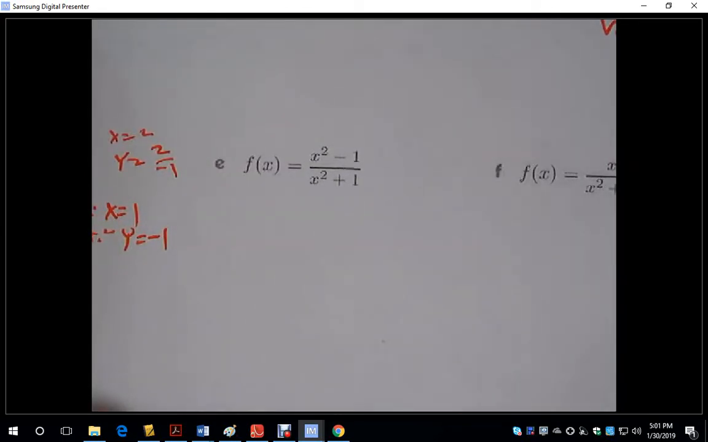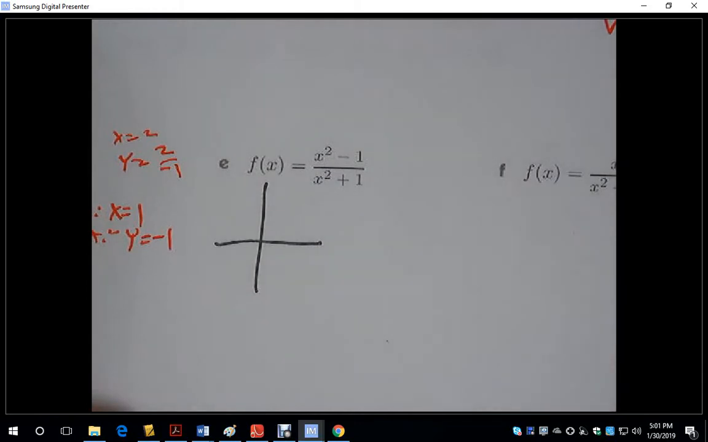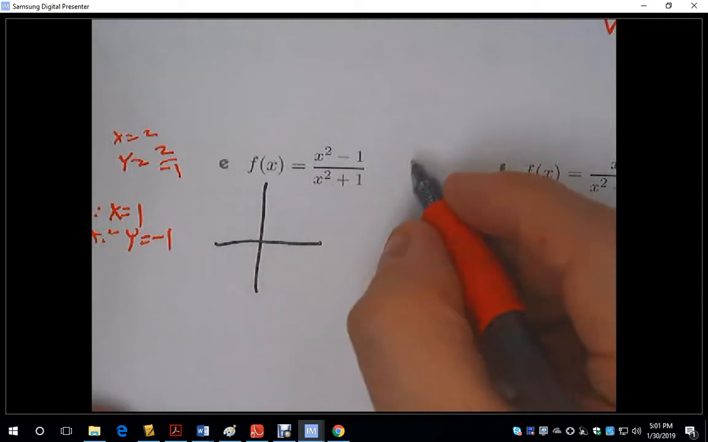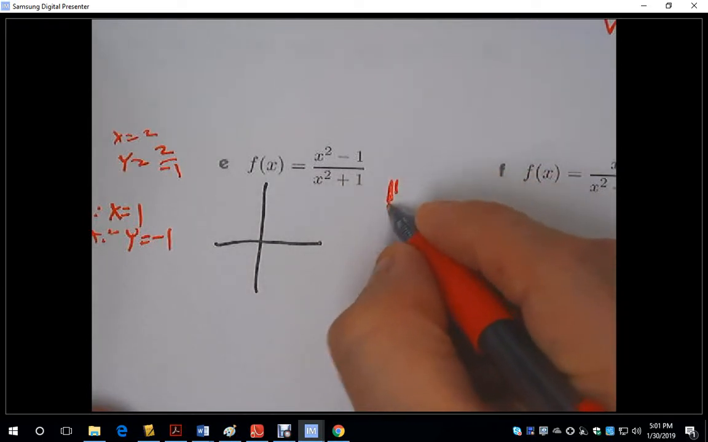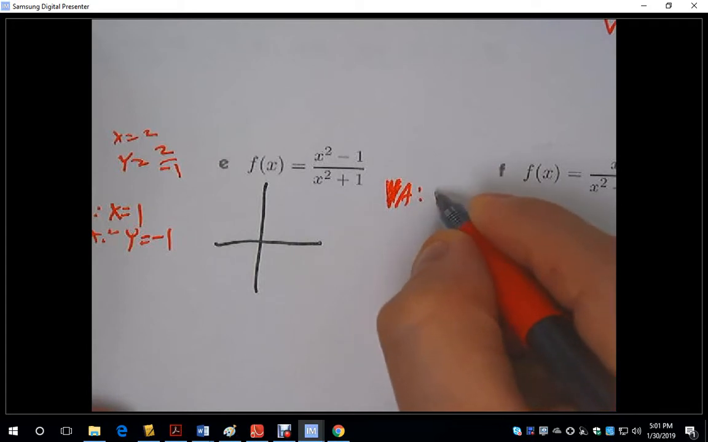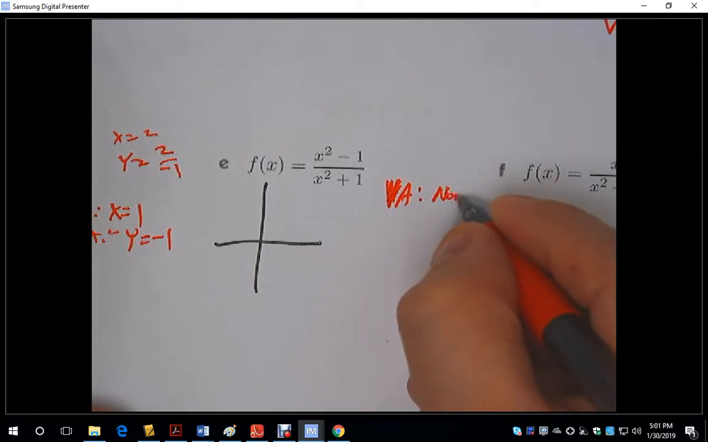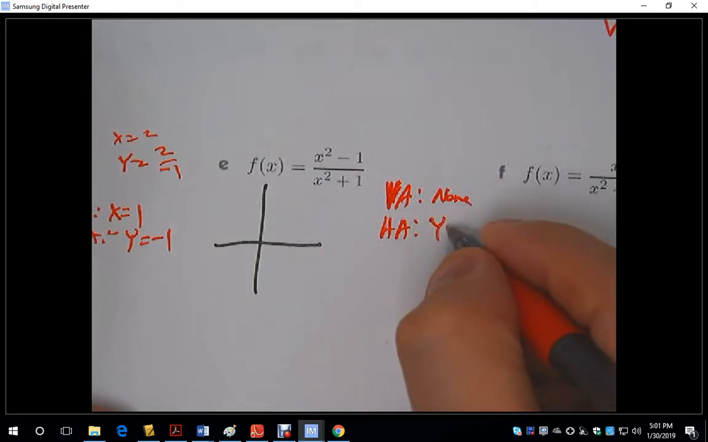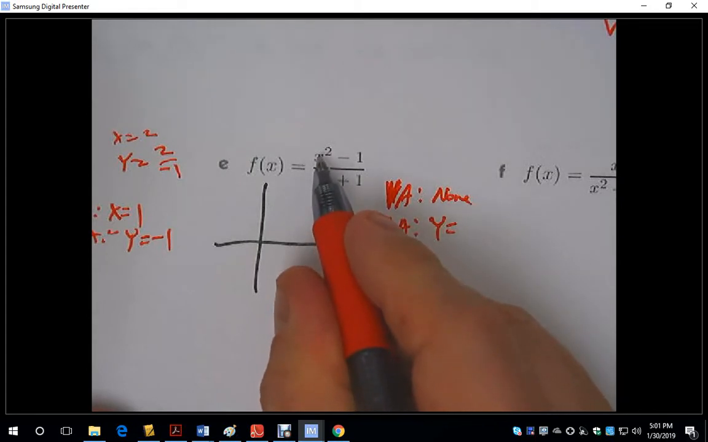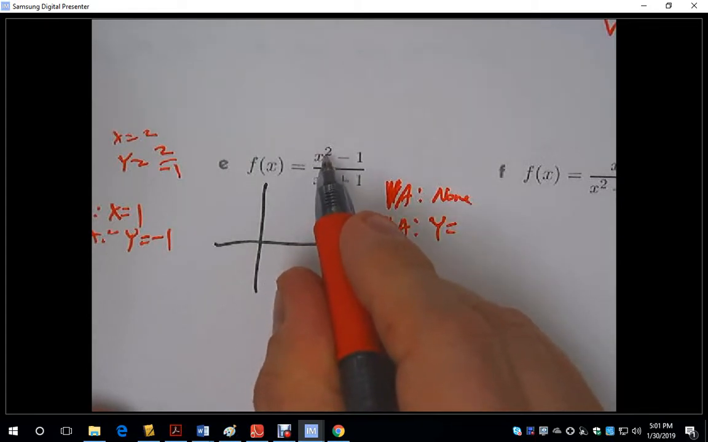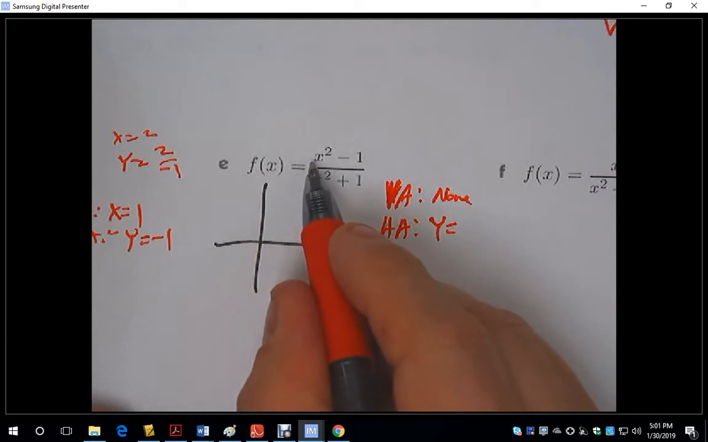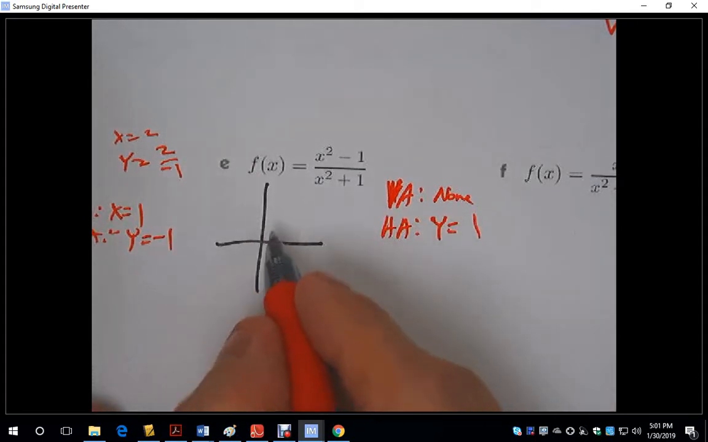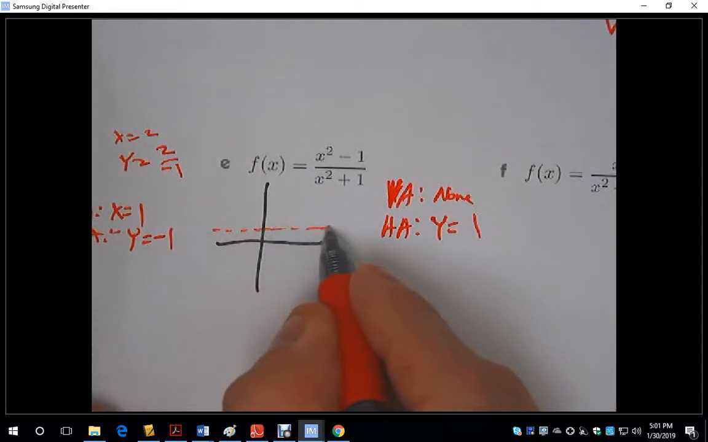Let's look at the next one. Now I can see that no matter what I plug in for x, I will never get a negative in the denominator. So my vertical asymptote is none. My horizontal asymptote is going to be, well, I can see that my leading terms are the same, so I just look at the degree in the numerator and denominator. The degrees are the same, so I just look at the coefficient, so that's 1 over 1, which is 1. So I get this graph like this.